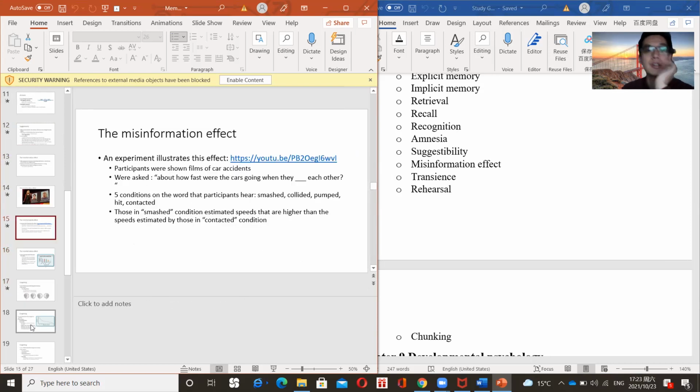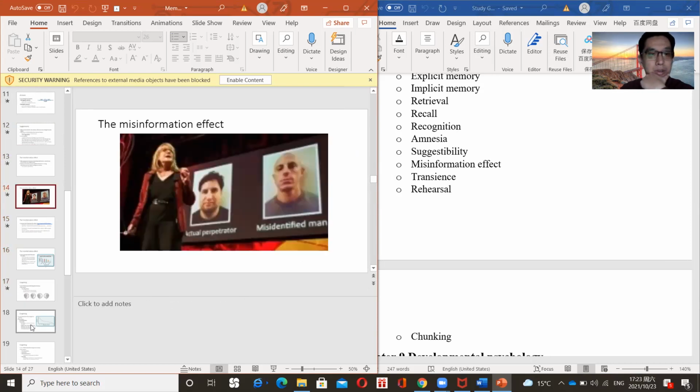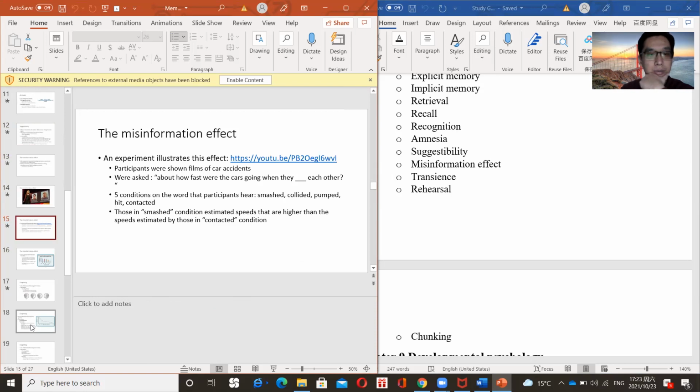There is an experiment showing what a misinformation effect is. The outside information is misleading or incorrect, and it modifies the memory, changing the content of the memory.